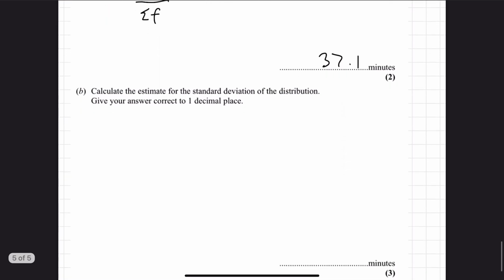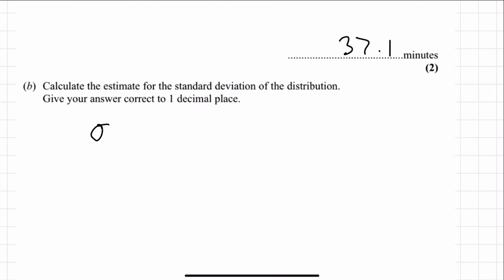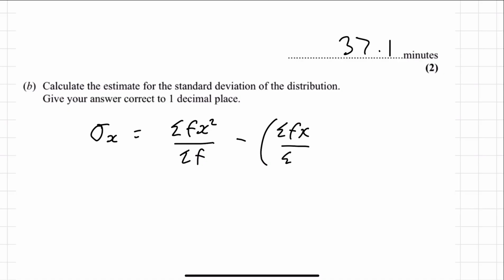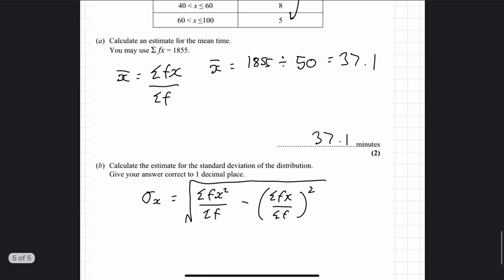Now, calculate an estimate for the standard deviation. This is where you need to use your continuous version of the formula, which is your sum of fx squared divided by the sum of f minus the sum of fx over the sum of f squared. This is still the mean of your squares minus your mean squared. So mean of the squares minus the square of the mean.